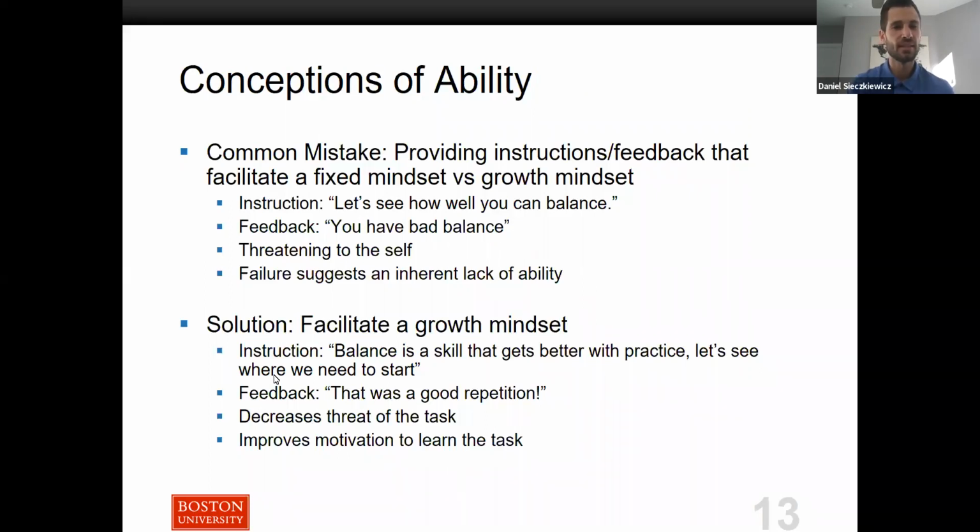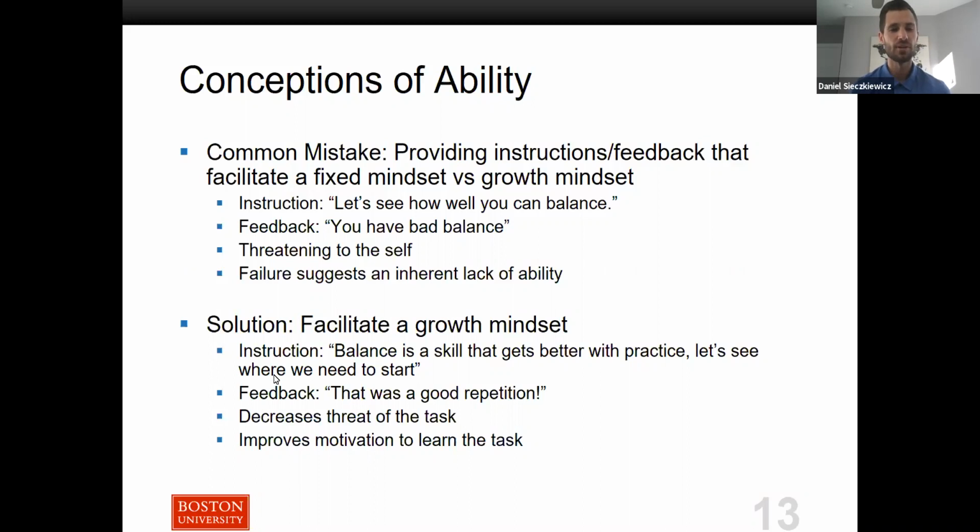And lastly, with enhancing expectancies, improving one's conception of ability. So a common mistake we'll make clinically is providing instructions or feedback that facilitate a fixed mindset versus a growth mindset. So an example of this type of instruction would be, let's see how well you can balance. And when we assess balance, if it's not good, we might say that you have poor balance. This can be threatening to the learner's self. And failure at the task suggests that they have an inherent lack of ability to, in this case, balance.